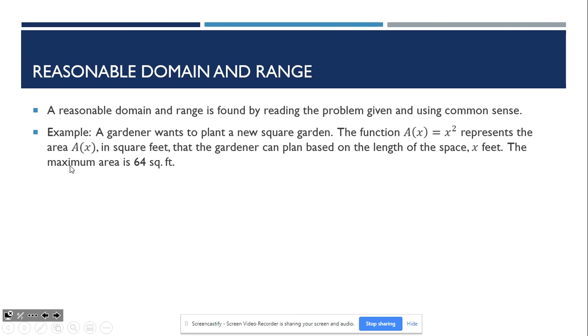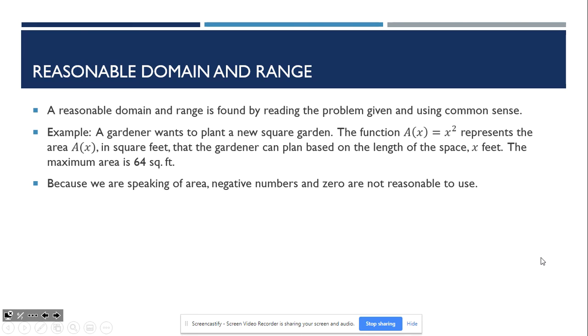The maximum area is 64 square feet. Now, the area is clearly the range, and the length of the space, x feet, is going to be your domain. In this case, because we're speaking of area, there is absolutely no reason to be using negative numbers or 0, because then the garden wouldn't exist. Anything above 0, in this case, would be fair game, up to and including where we would get a maximum area of 64 square feet.